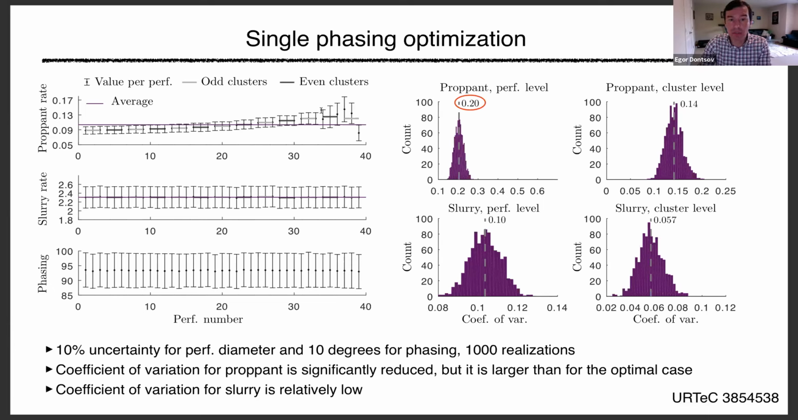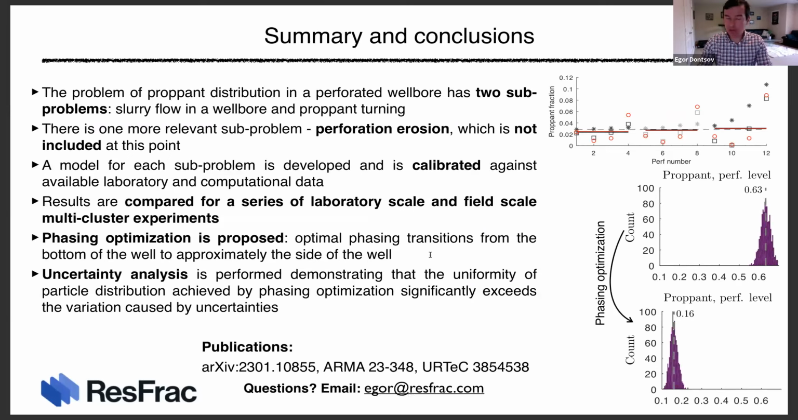Again, there's some toe bias, we have more proppant in the toe, but if you look at these uncertainties and coefficient of variation, they're still much lower than the original case, especially per perf level. Okay, so that's going to be the more universal answer for this one. So I think that's about it. Time flies when you're having fun.